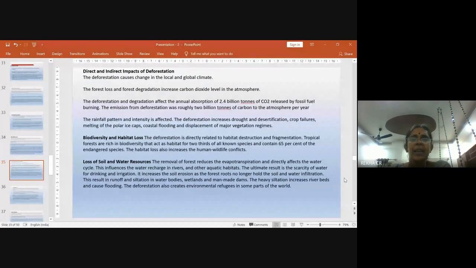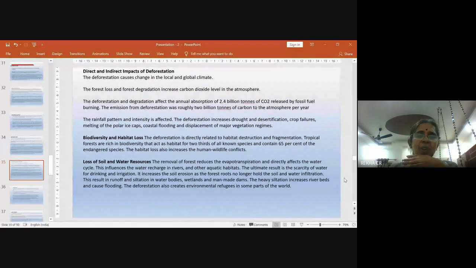So what are the direct and indirect impacts of deforestation? As we all know, it causes a change in the local and global climate. The forest loss and forest degradation increases the carbon dioxide level in the atmosphere, because most of the plants absorb carbon dioxide present in the atmosphere and give out oxygen by the process of photosynthesis. So the annual absorption of 2.4 billion tons of carbon dioxide released by fossil fuel burning is absorbed by the plants. The rainfall pattern and the intensity of the rainfall is affected. The deforestation increases drought and desertification, crop failures, melting of the polar ice caps, coastal flooding, and displacement of major vegetation regimes. So these are the direct effects.